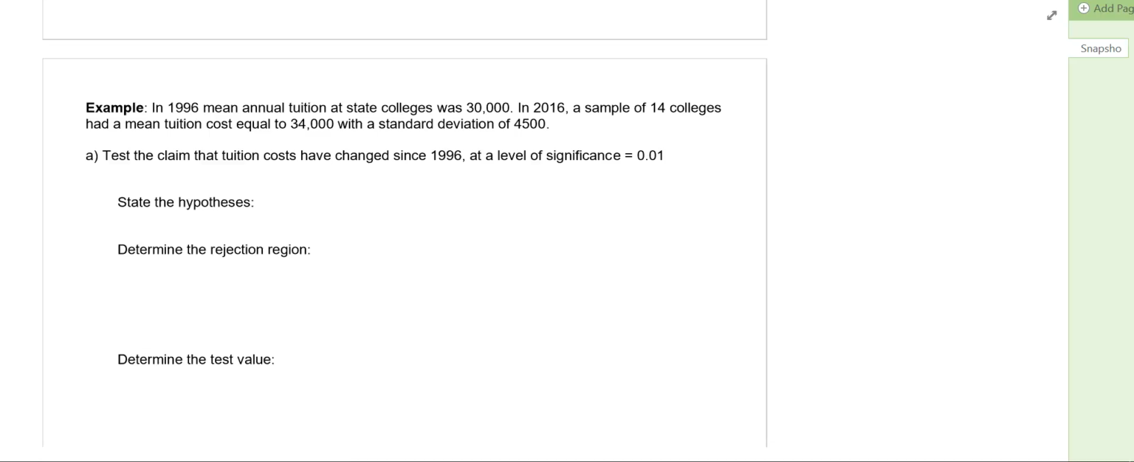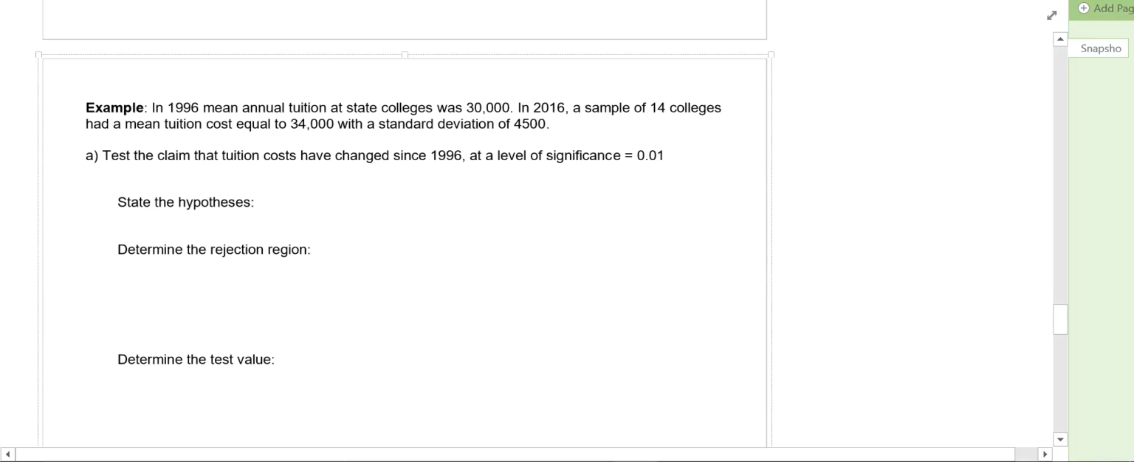Welcome back everybody for the second half of our hypothesis snapshot. I hope you looked at this particular problem. If not, stop the video, work the problem. Here we go. So you've read over the problem, right?